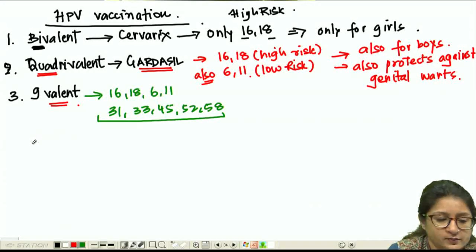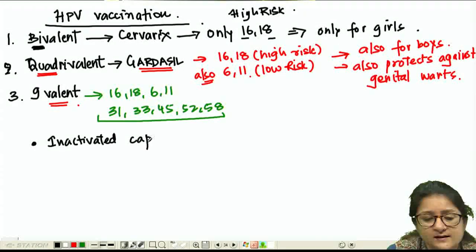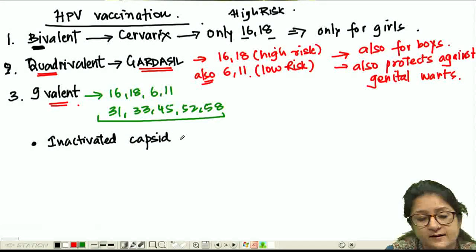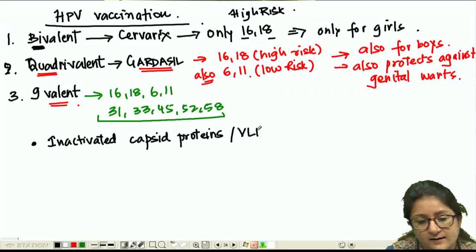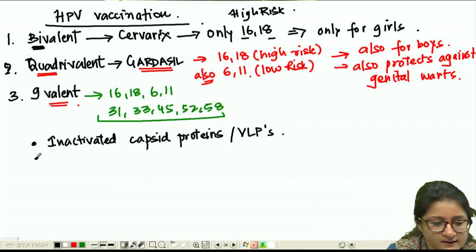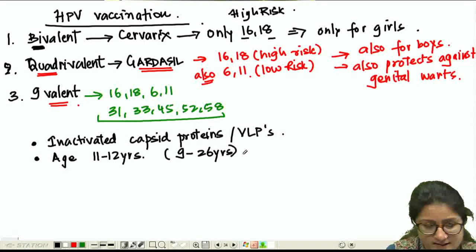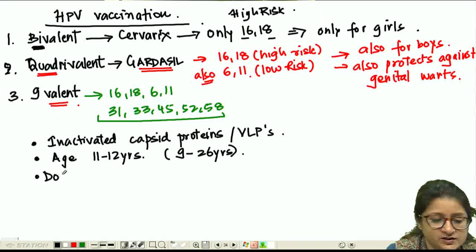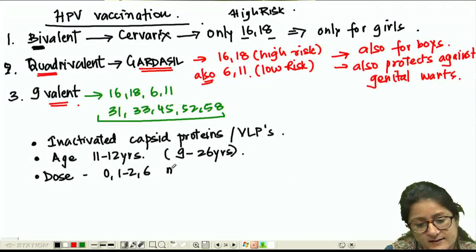Now very important point, this HPV vaccine is an inactivated vaccine. It consists of inactivated capsid proteins, also called virus-like particles. The recommended age is 11 to 12 years. However, it can be given any time between 9 to 26 years. The dosage schedule is 0, 1 to 2 and 6 months.